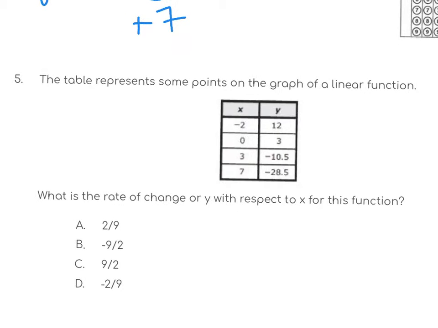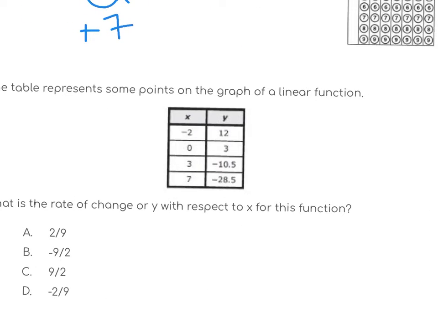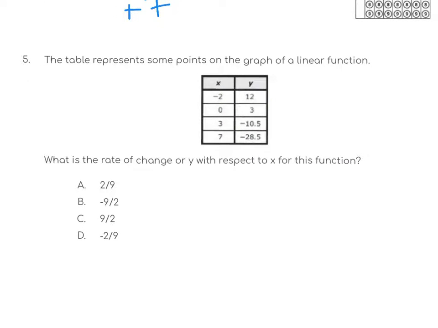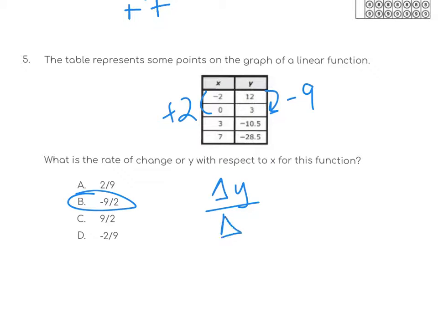Okay. All right, and then number 5, the table represents some points on a graph of some linear function. What is the rate of change? I think I should have said y with respect to x for this function. Okay, so change in y, minus 9, change in x, plus 2. That's the only issue here, is remembering it's y over x. Change in y over change in x, not the other way around.